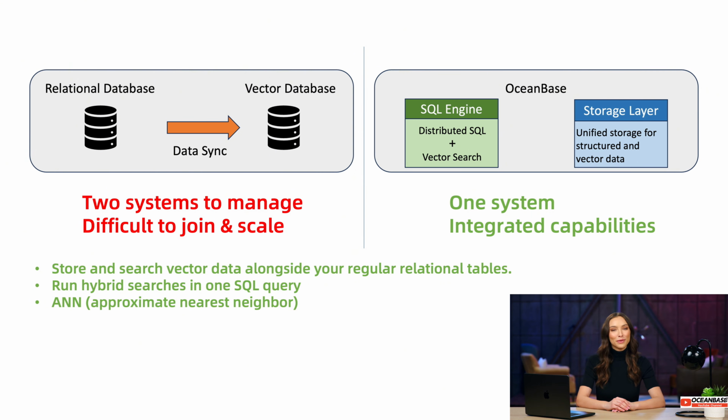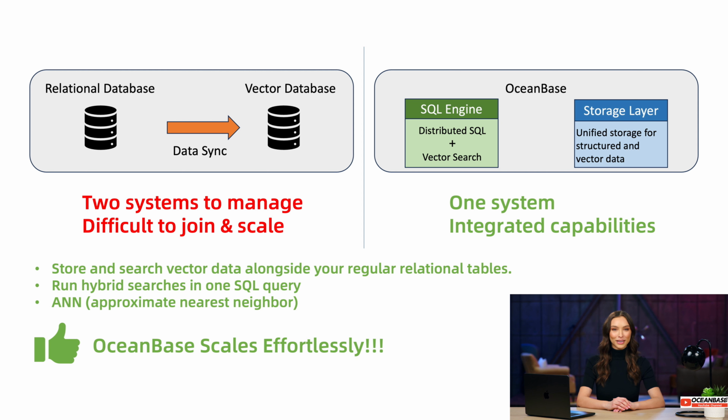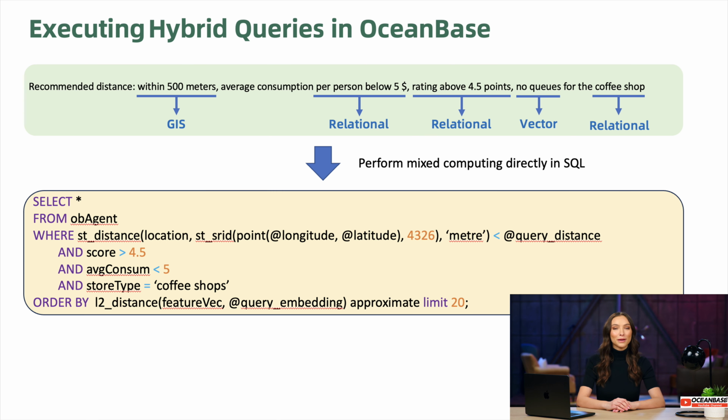You can store and search vector data right next to your regular tables. You can run hybrid searches using plain old SQL, no need to learn anything new. You can even do ANN searches, that's short for approximate nearest neighbor, directly in your SQL. Pretty cool, right? And the best part? It all scales horizontally across nodes, with consistency and great performance. You can directly execute a hybrid search SQL in OceanBase like this, which contains multiple types of searches. In short, you get the power of vector search without the overhead of managing another system.